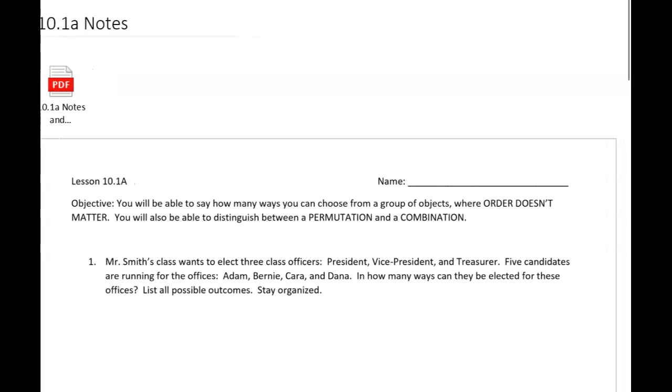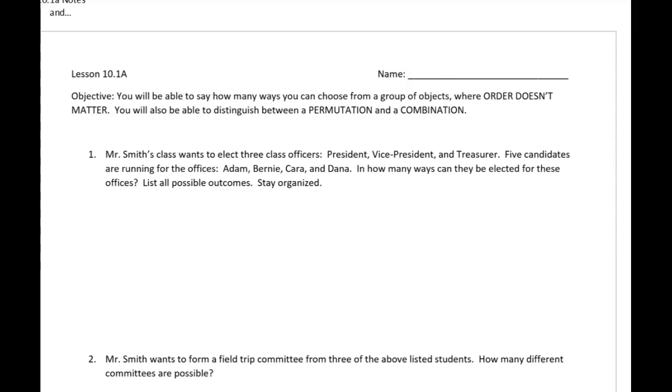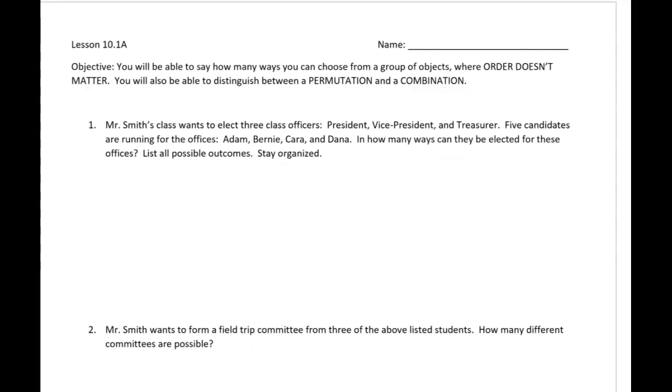Hello. 10.1 we split into two parts. So 10.1a, we're saying how many ways you can choose from a group of objects where order doesn't matter, and we're distinguishing between permutations and combinations.